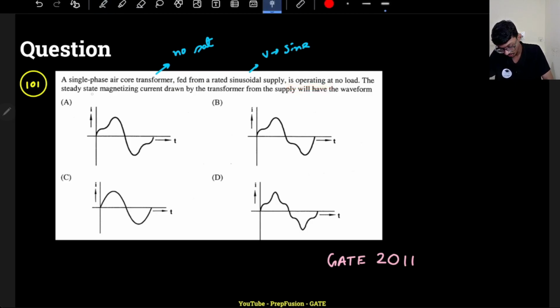Is operating at no load. The steady state magnetizing current drawn by the transformer will have the waveform. Will the exciting current be peaky? If you answered the exciting current will be peaky like this, right? It is peaky here. It is peaky here. So if you answered this, you are very wrong.